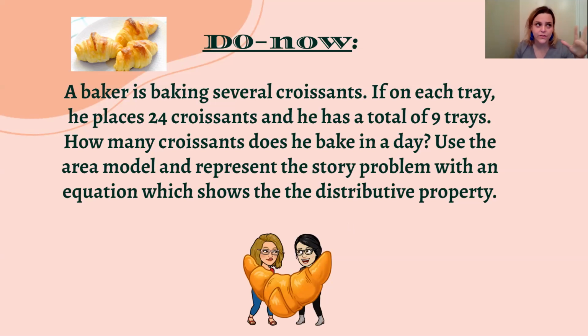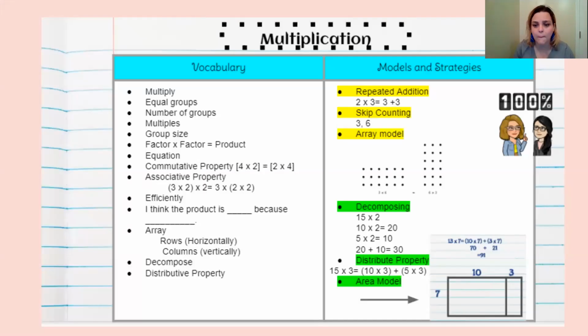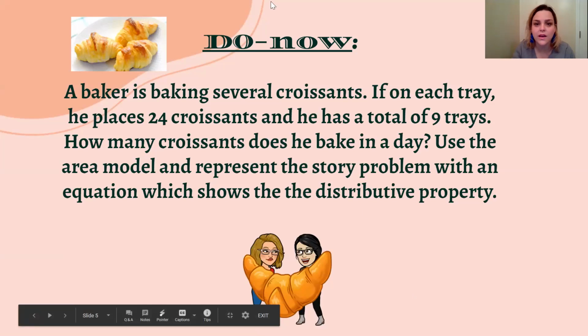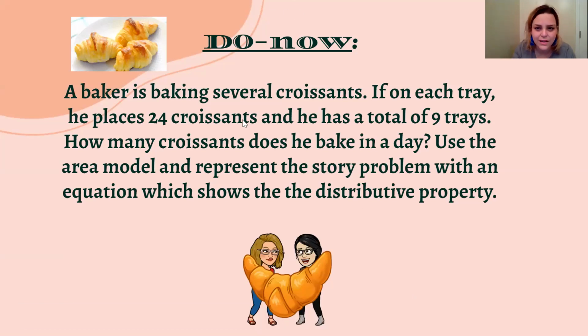So it seems if there's 9 trays and on each tray there's 24, it makes me think that we are dealing with multiplication. And if I go back to my anchor chart, I know that I'm going to be multiplying a double-digit number by a single-digit number, which makes me think that I might use the area model as an efficient strategy. So I'm going to try that right now, and I'm going to annotate my screen, so hold on a second.